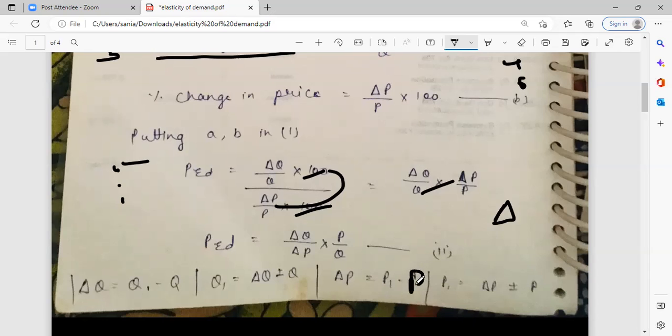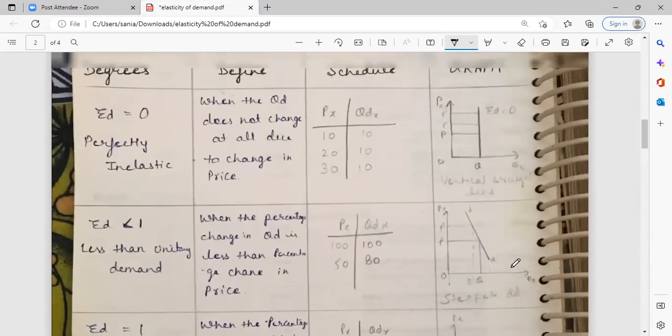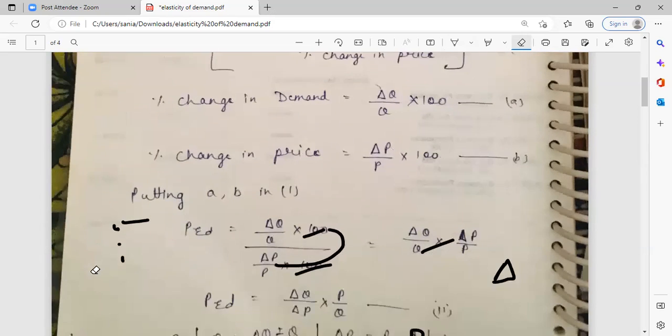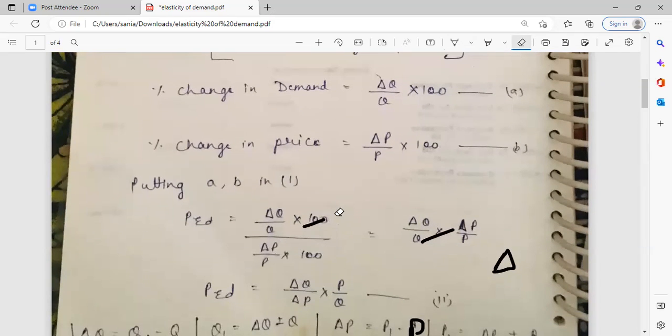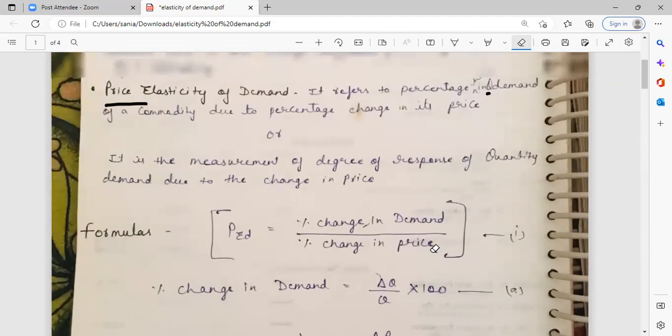Okay, and for P1, how will you find it? Delta P plus P. Clear? So these are basically the formulas. So what you will do, you will just write it down. Don't worry about it. Just remember the formula. Whatever I have written over here, just write it like that only. When we will solve numericals, you will get a better idea what I was talking about.